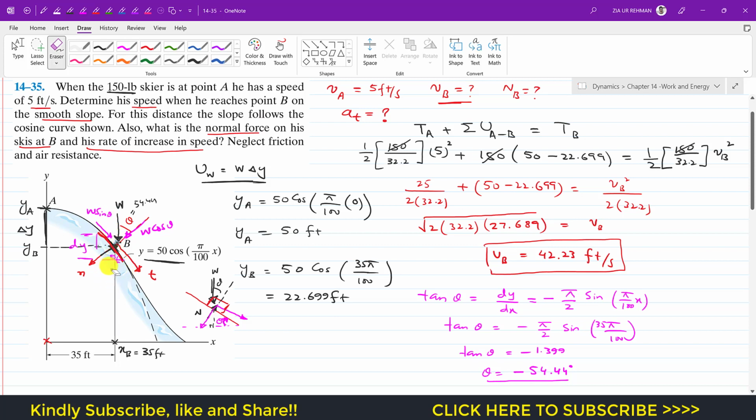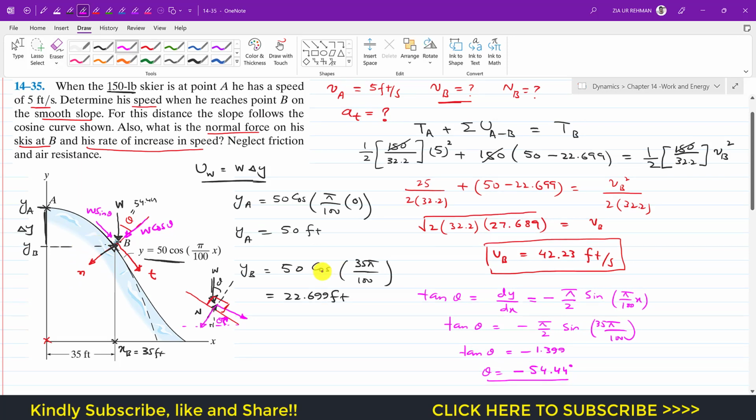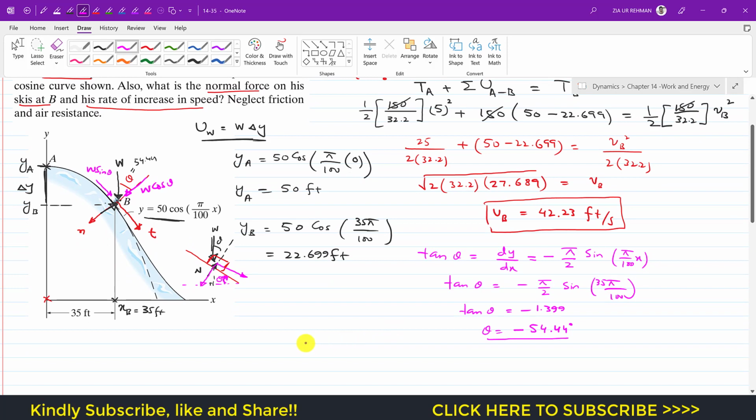So now we can apply the summation of forces along the normal axis. The summation of forces along the normal axis will be equal to m a_n, and as we can see, the normal force is acting in the negative n direction, so I will write minus N, and this cos component of the weight is acting in the positive n direction, so I will write plus.